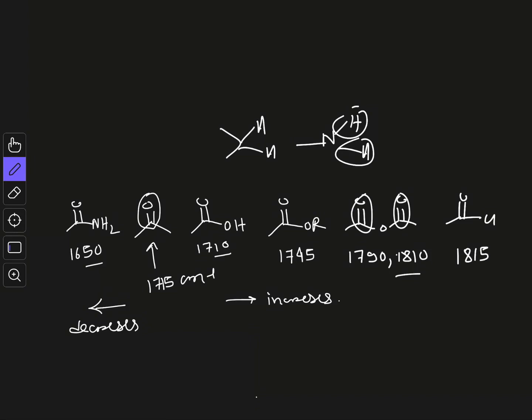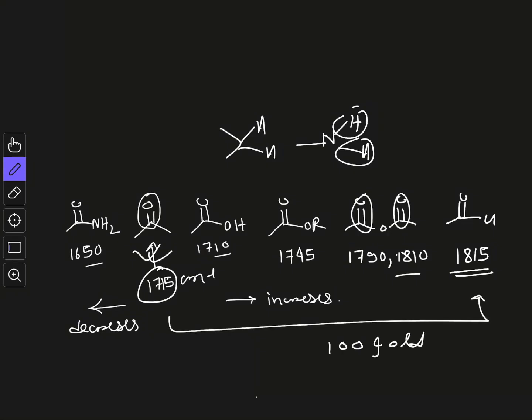So the typical ketone carbonyl, you can see, is 1715, whereas for acid chloride it is 1815. So a 100 cm⁻¹ increase from here to here. We can see a 100 cm⁻¹ increase in the stretching frequency value. Now how can you explain this? If we go in this direction, that is amide, it decreases, whereas if we go in the other direction it increases.